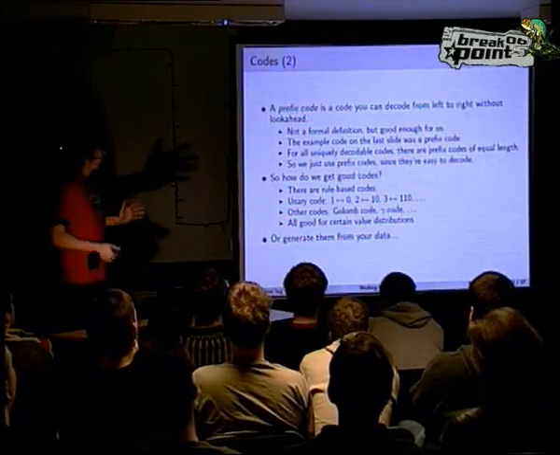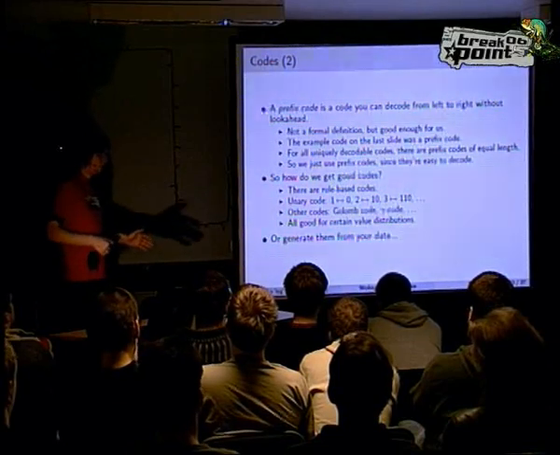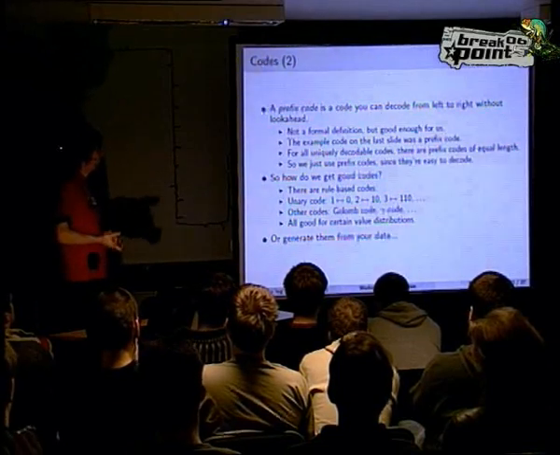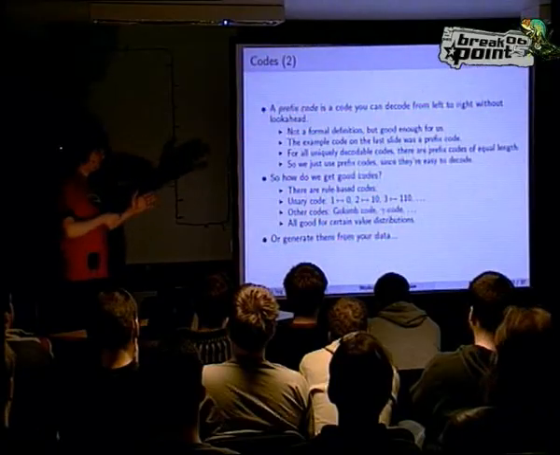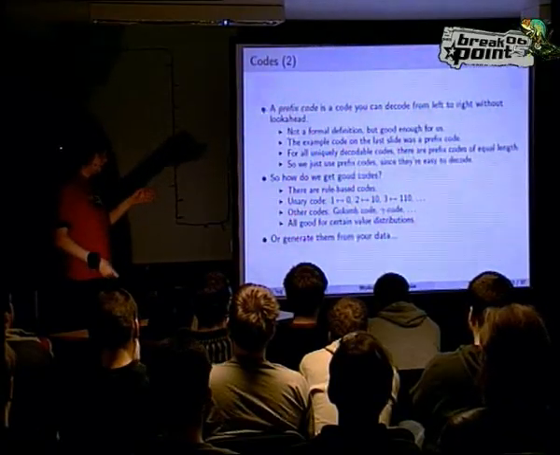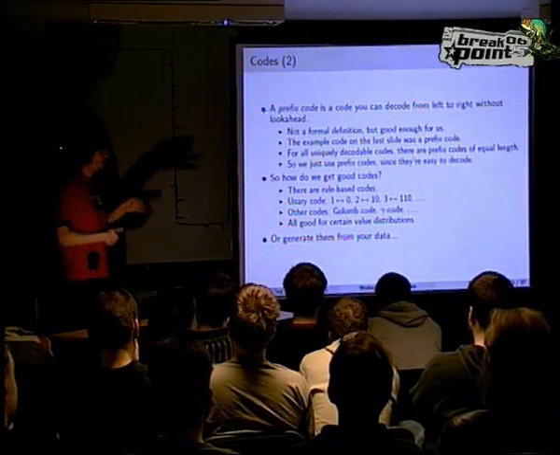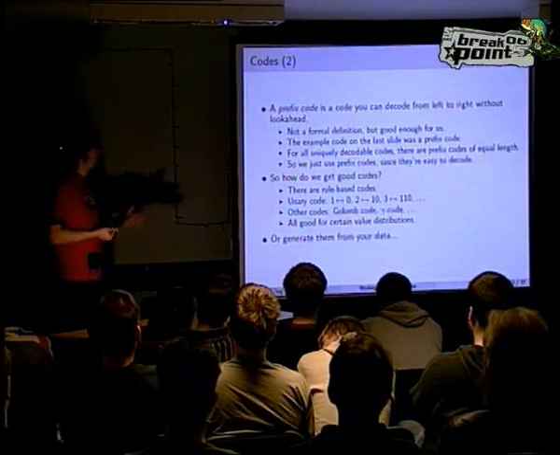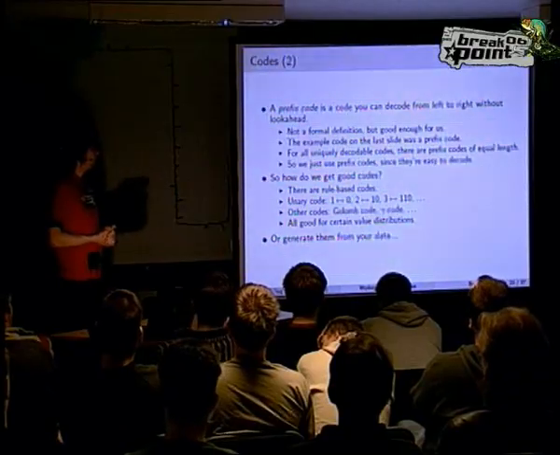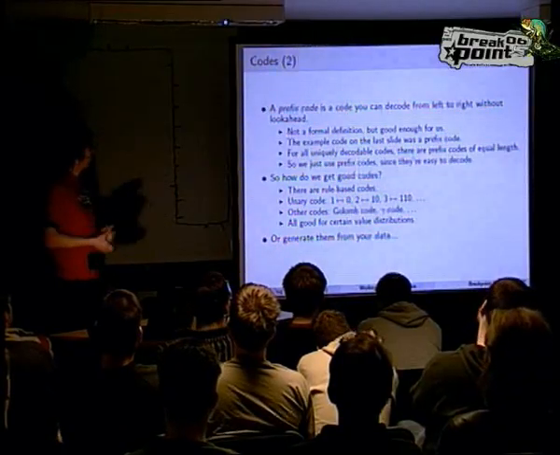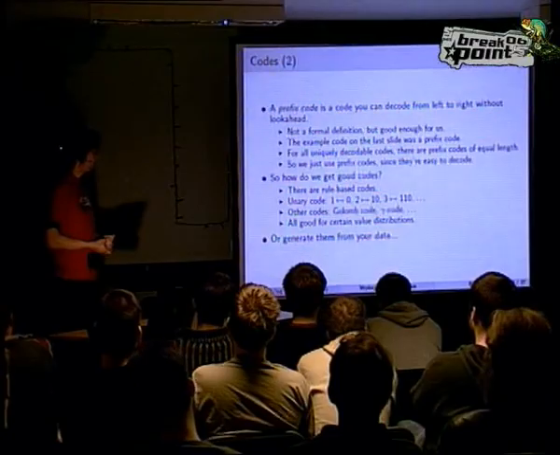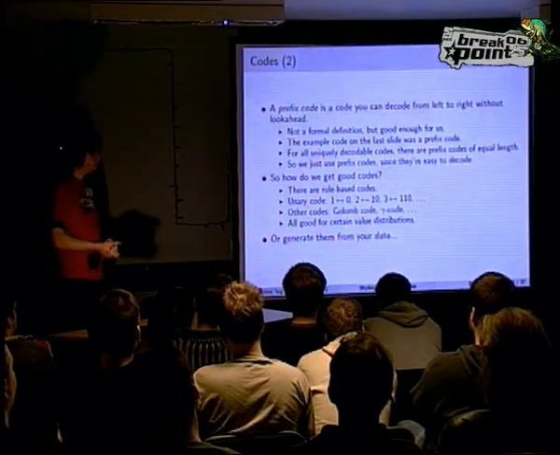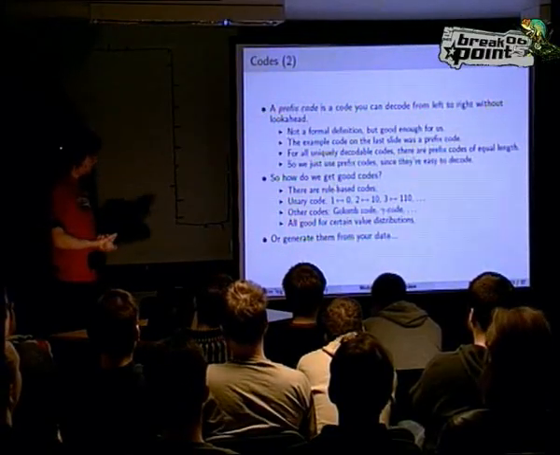And for any kind of uniquely decodable code, there's a prefix code which has exactly the same length for every single character. It's not the same mapping, but it's exactly the same length, so you get the same amount of compression. So we can limit ourselves to prefix codes and enjoy the fact that they're easy to decode. But this doesn't solve the problem of how to get good codes.